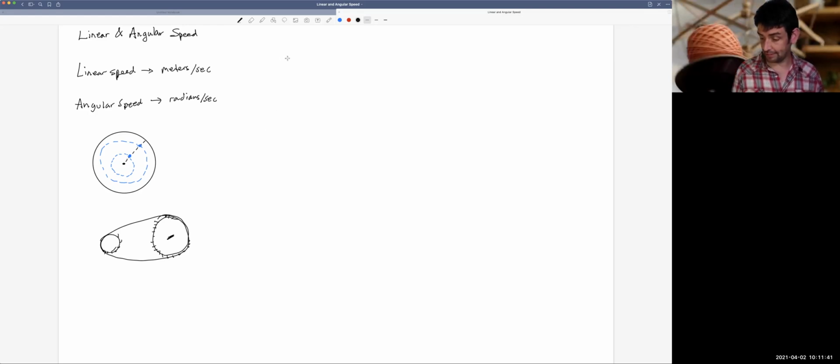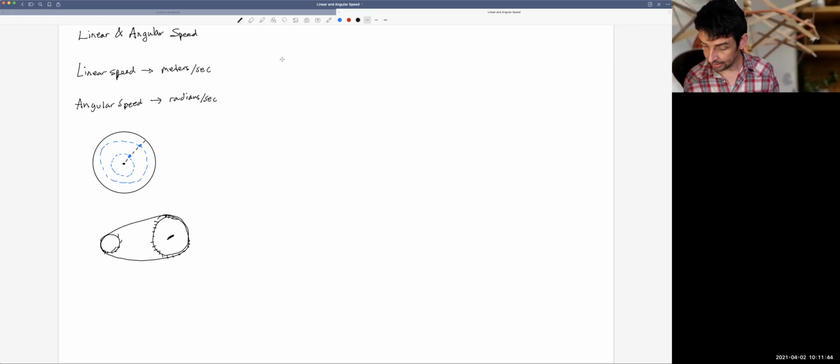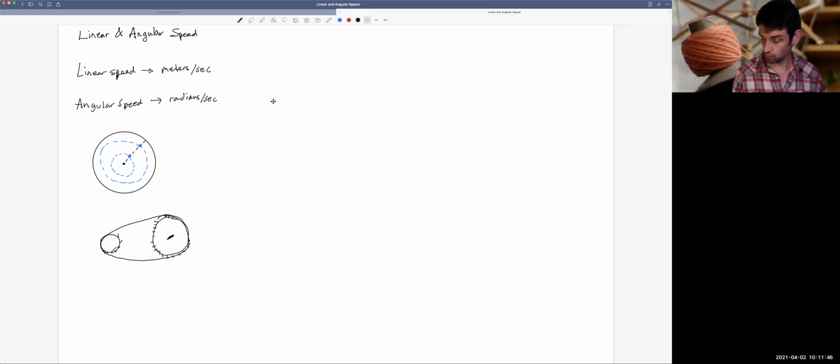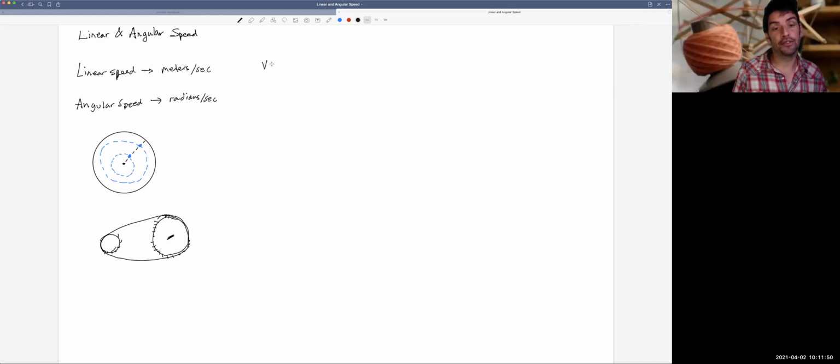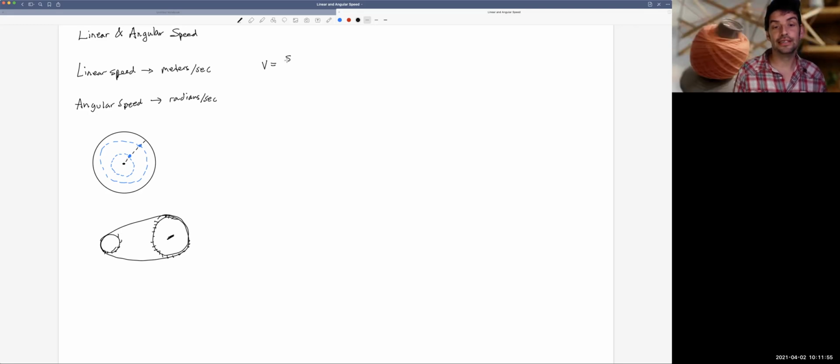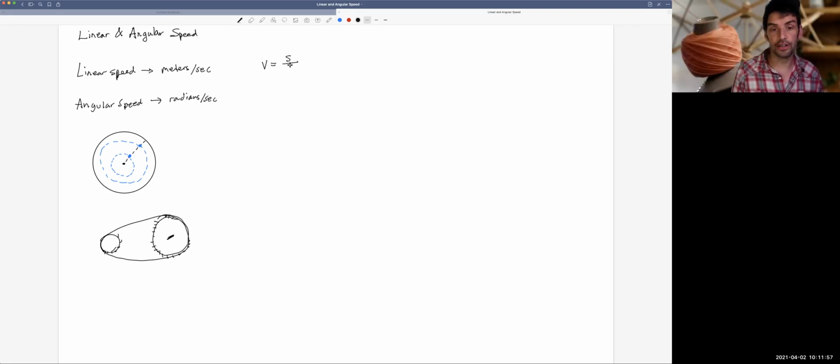So for instance, for linear speed we often use V, and this is going to be distance over time.